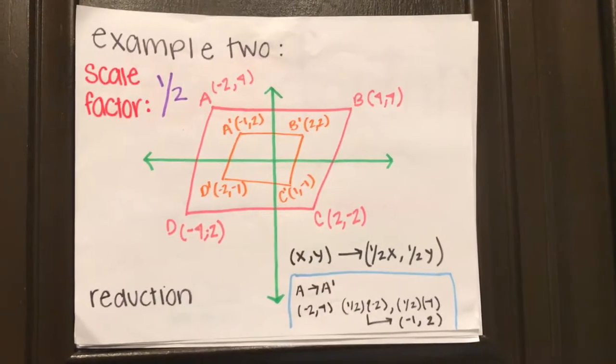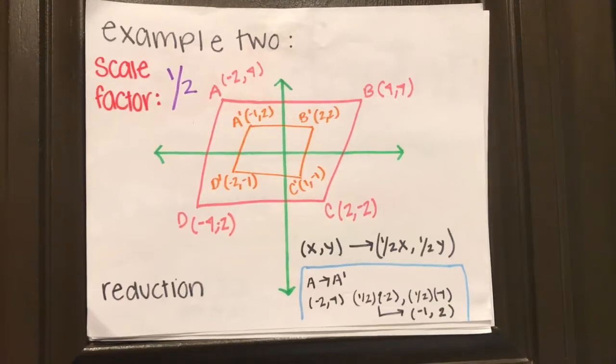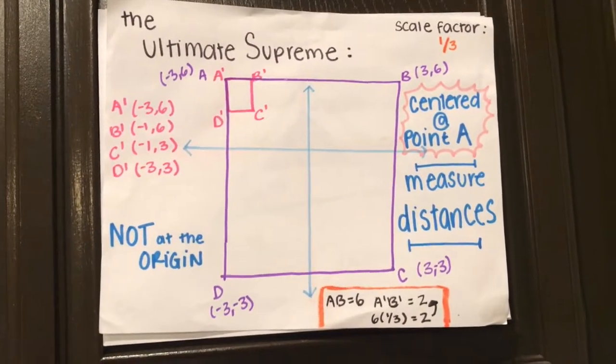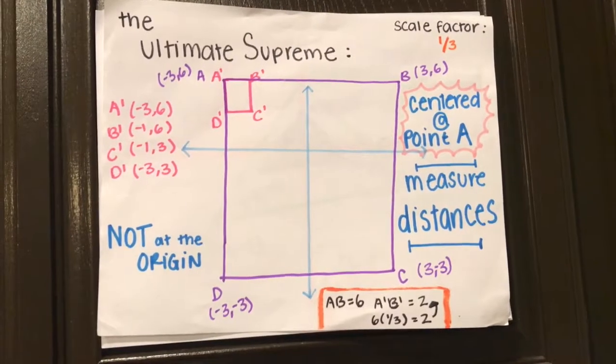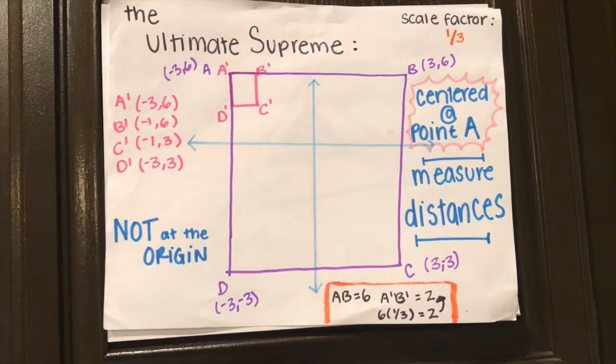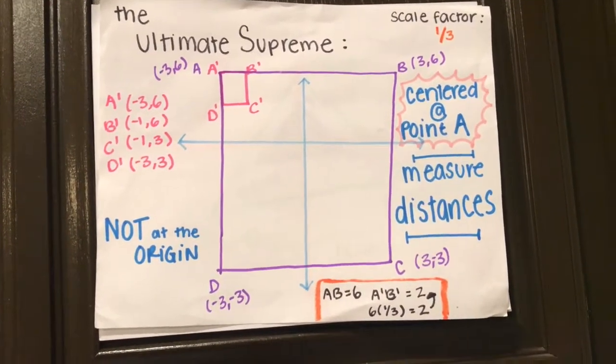So for both example 1 and 2, all you need to do is take the x and y and multiply them by the scale factor. Now what if you have a dilation that's not centered at the origin? The image right here is not centered at the origin. The original image is the square in purple, and your dilation will be the square in pink.